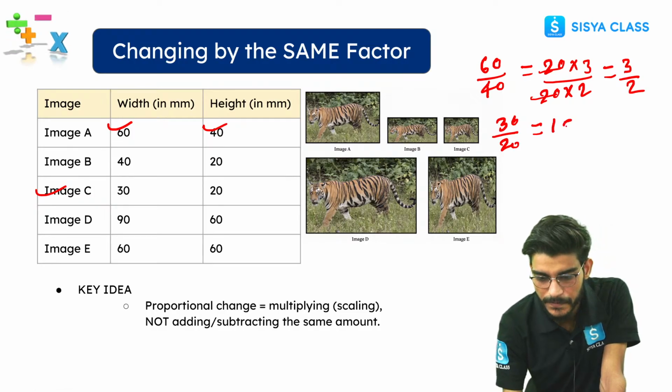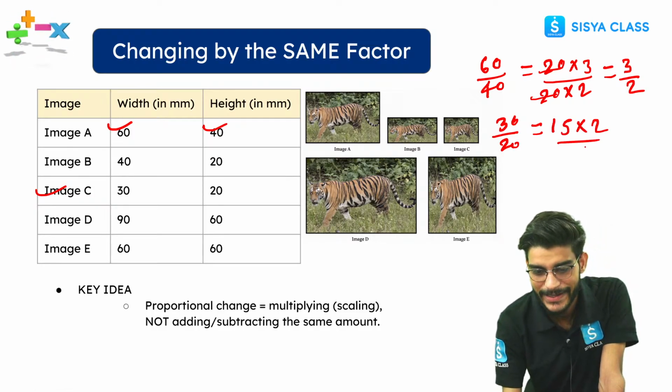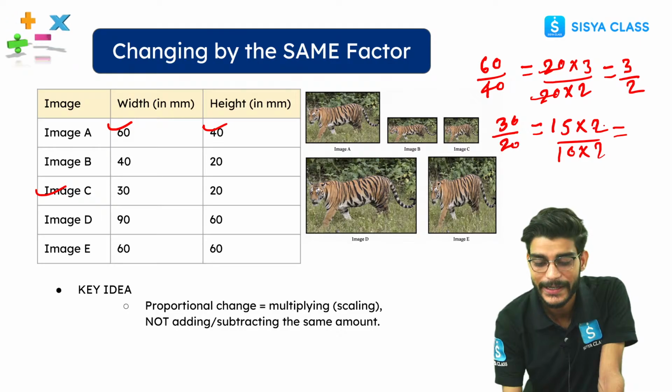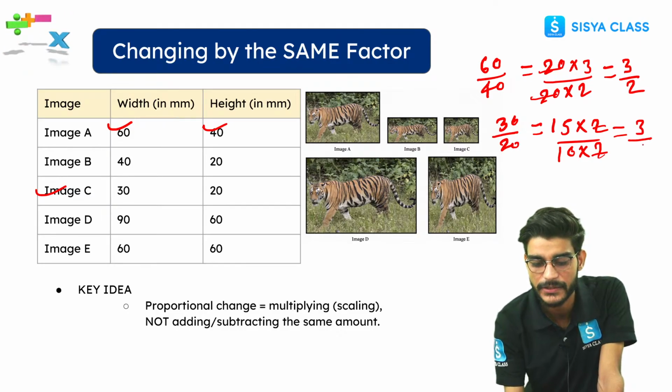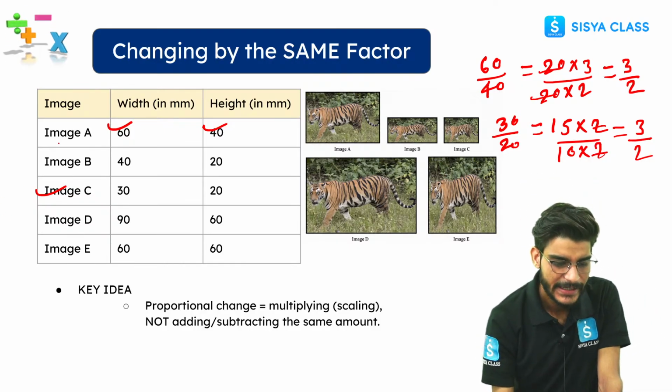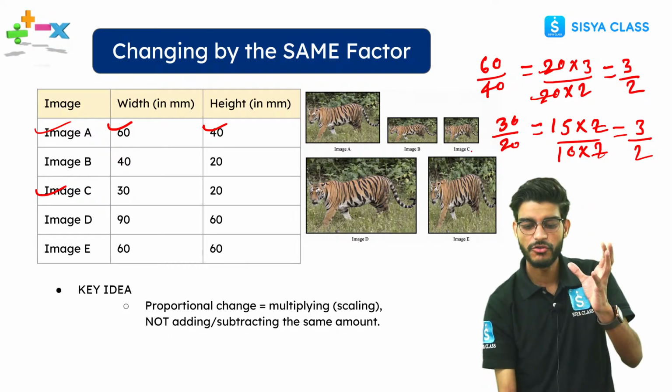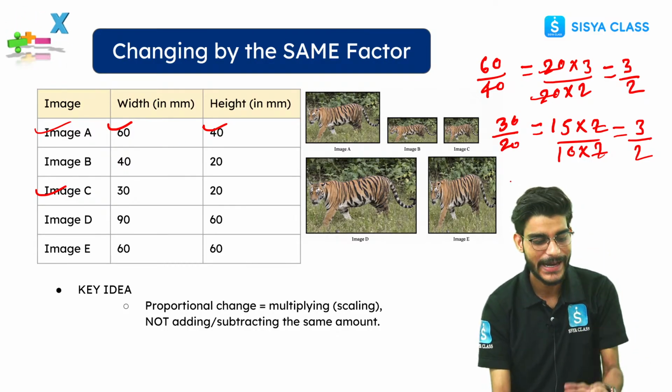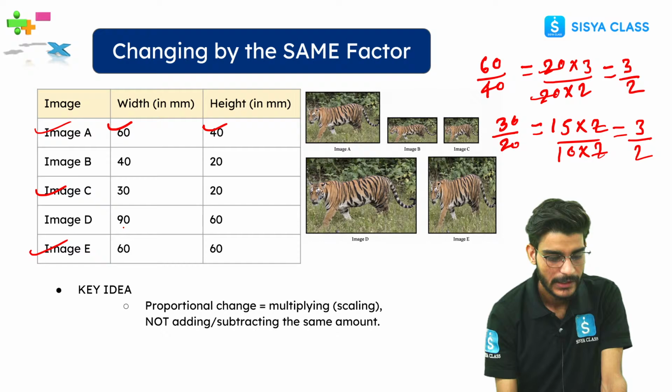15 into 2. And 20 I can write as 20 into 2. So 2 will get cancelled. Again, this is 15 upon 10. So 5 threes and 5 twos. 3 upon 2. Same ratio again. It is saying image C and image A, the ratio is 3 upon 2. That's it. Observe image E.